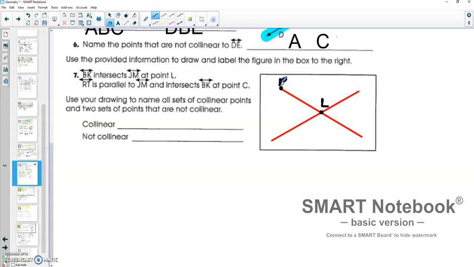Intersects by B, K, J, M. So I have BK intersecting JM at point L. Now let's look at the second one. It says RT is parallel to JM and intersects BK at point C. So I have to draw a line that's parallel to JM.